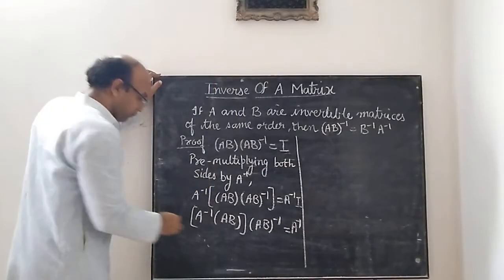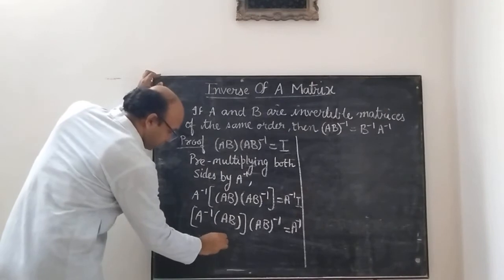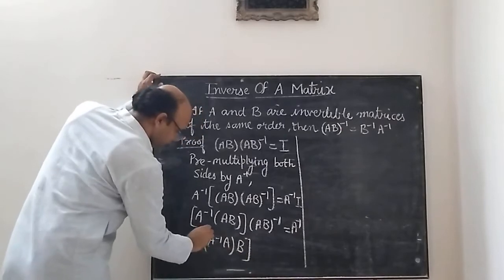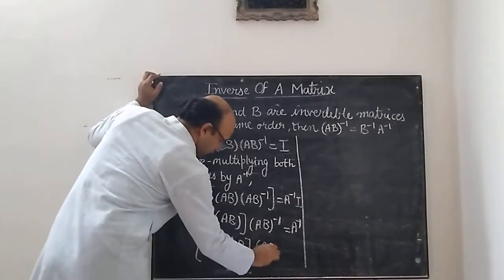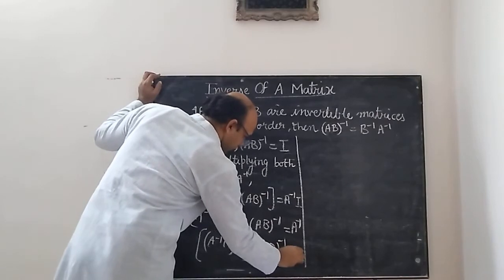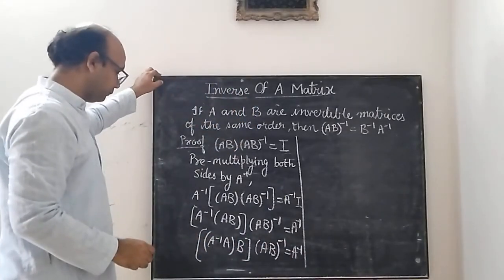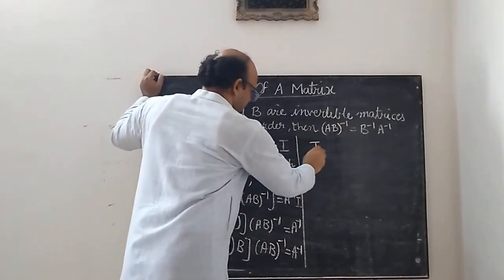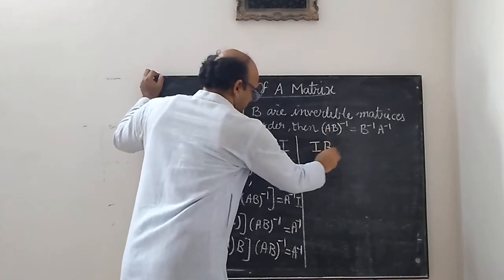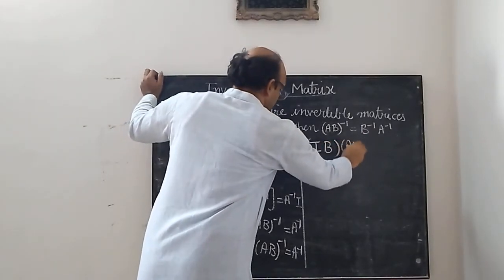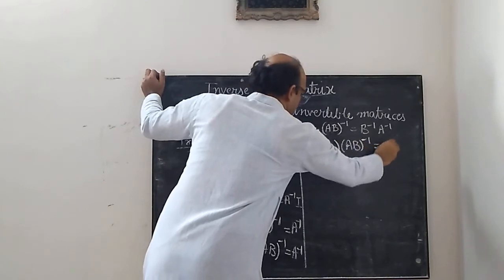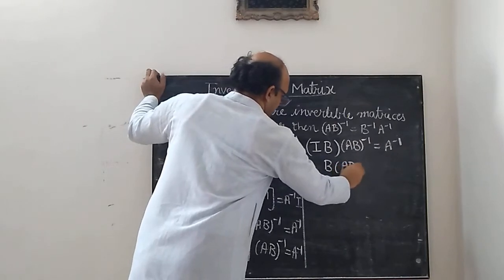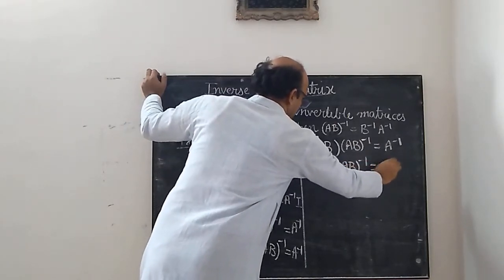Now again we apply the associative property, that is A inverse into A into B, and this is AB whole inverse, this is A inverse. Now A inverse into A is the identity matrix. You multiply it by B and then you have AB whole inverse is equal to A inverse. Now this is B into AB inverse is A inverse.